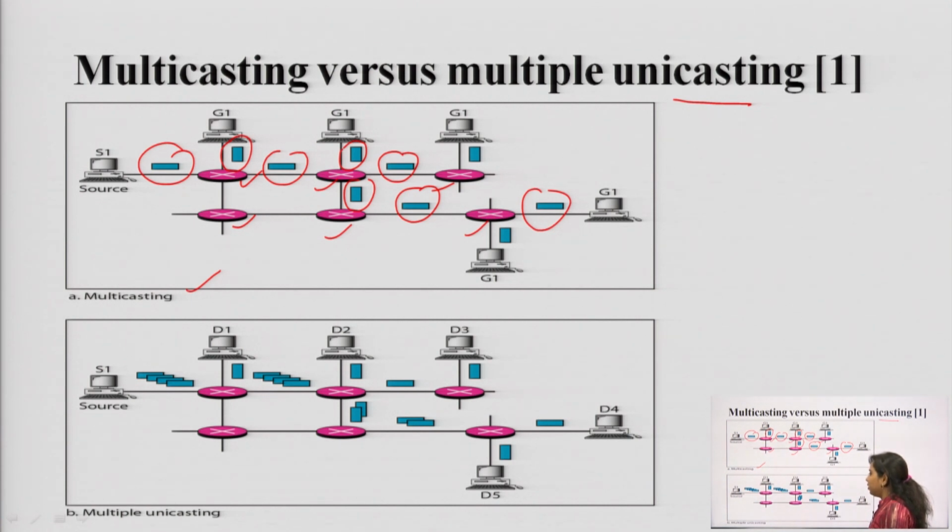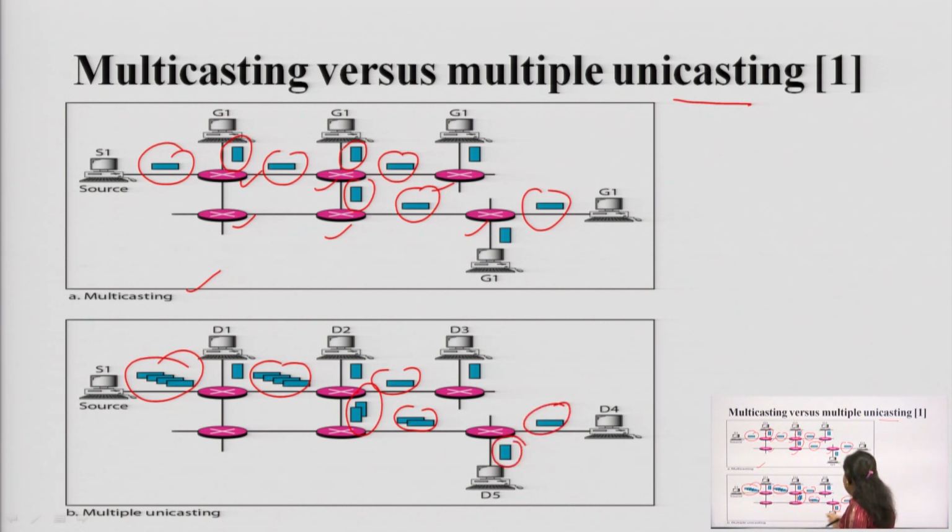In case of multiple unicasting, the same procedure will be followed, but you can see that multiple packets are transferred. Like here the packet will transfer from here to here, and another packet from here to here. This is how the packets will follow from this path through this path. This is source 1, and this is destination 4, which is written over here. So, this is the multiple unicasting operation.